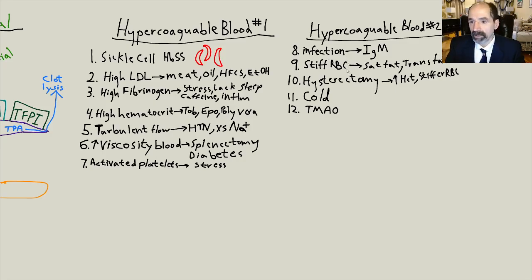Things that stiffen the red blood cells. Excessive saturated fat and trans fat, that will lead to their incorporation into the plasma cell membranes of the red blood cells and predispose them to being stiffer, less deformable, therefore increased blood viscosity, pressure goes up, and you get all this sequence of events.